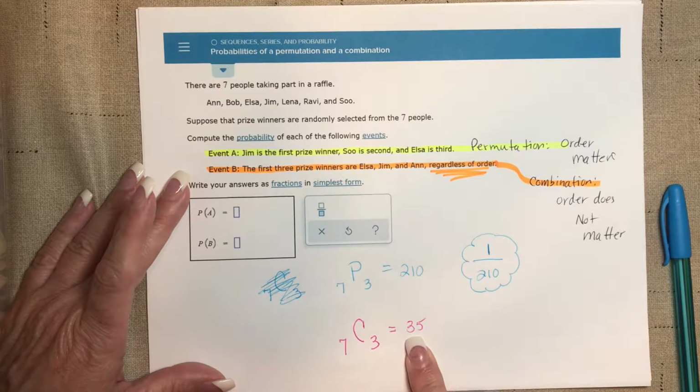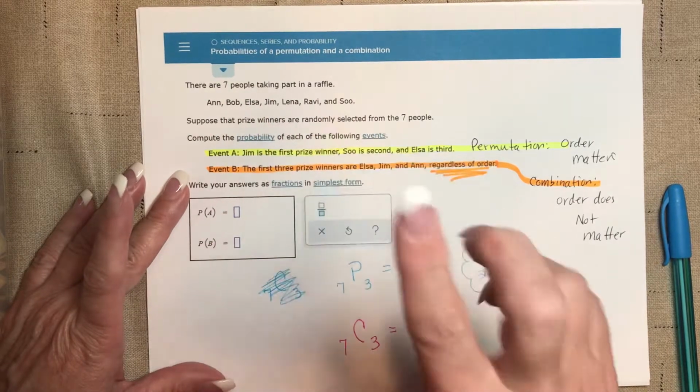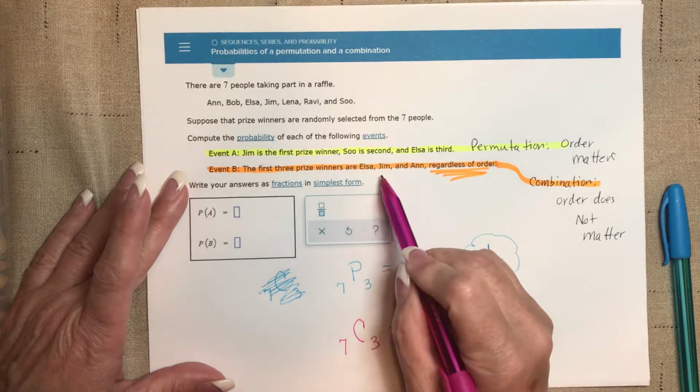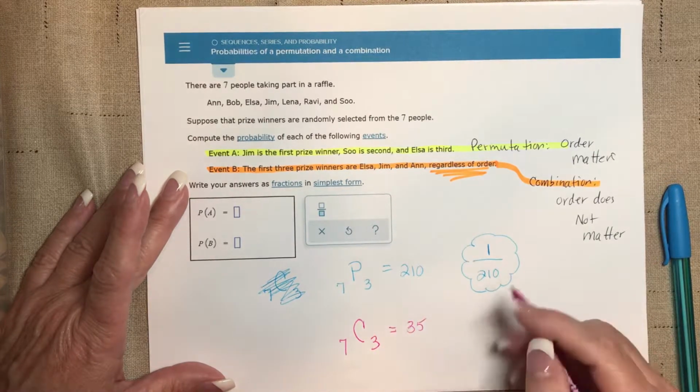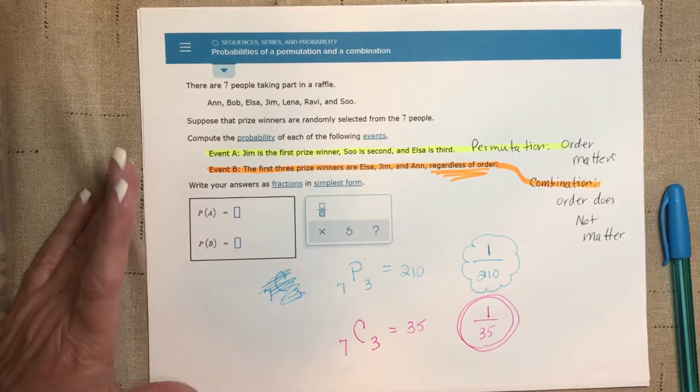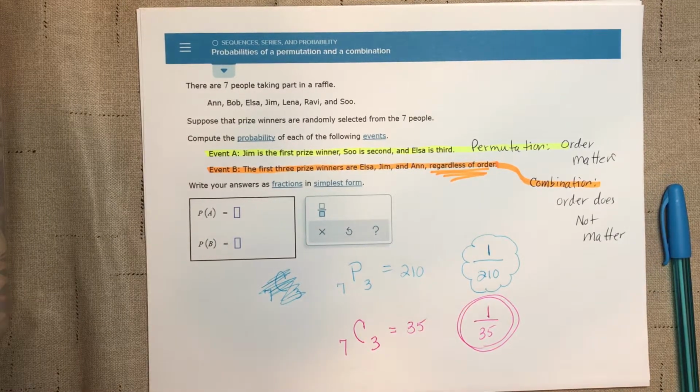There's 35 ways 3 people can come in as the first 3 prize winners, and Elsa, Jim, and Ann would only be one of those. 1 out of 35. Sorry about that, my mouth got messed up. So that's that. I hope that helps.